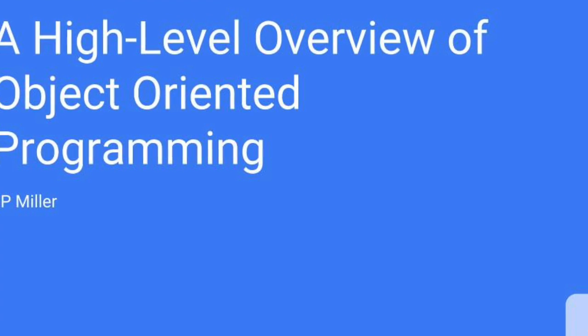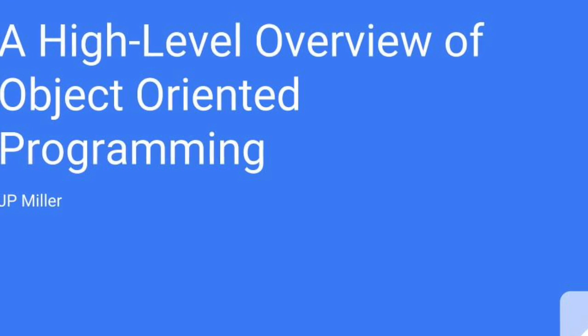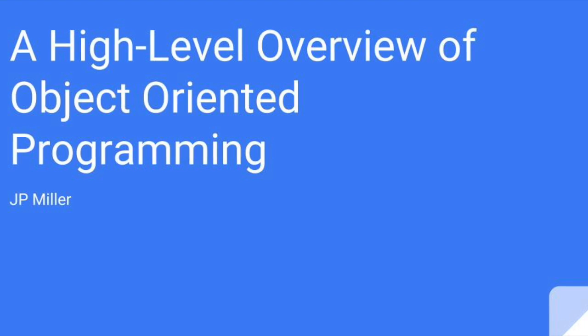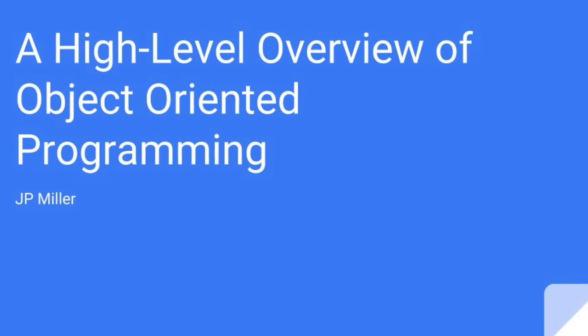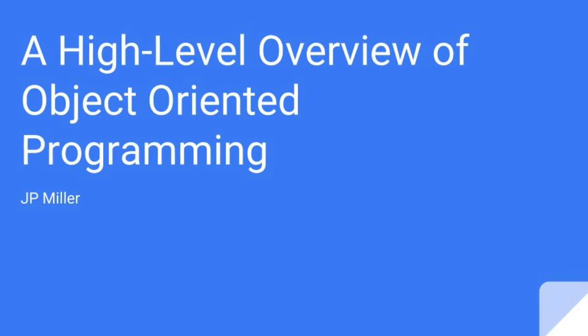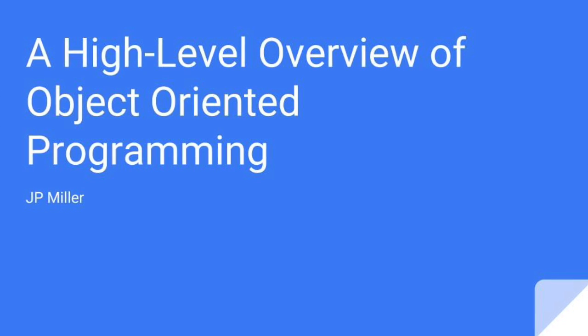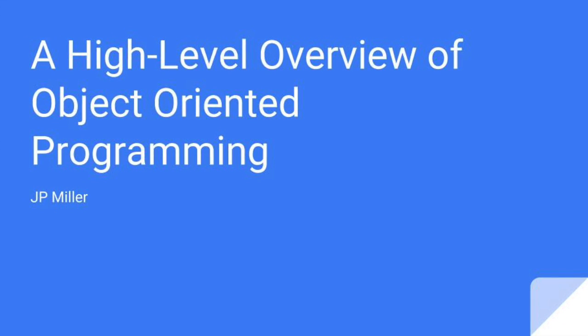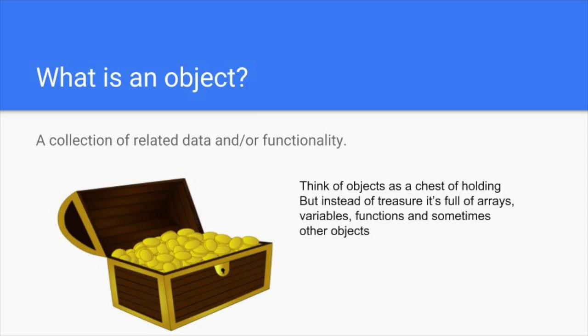I'm JP Miller, and this is a high-level overview of object-oriented programming, specifically in the JavaScript language. So let's talk about object-oriented programming. To begin with, we need to define an object. So what's an object? An object is defined as a collection of related data and/or functionality.